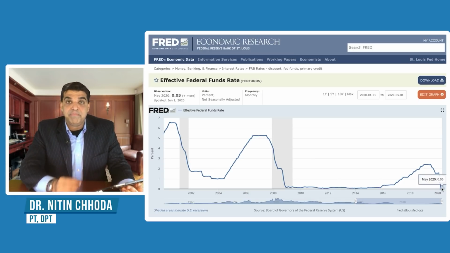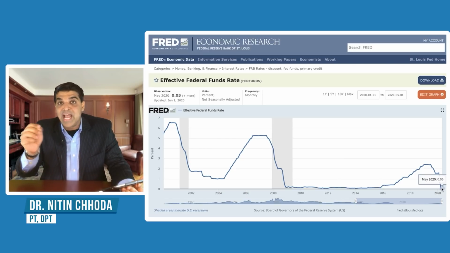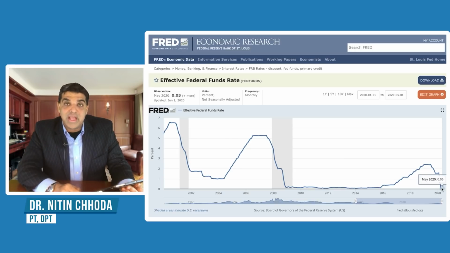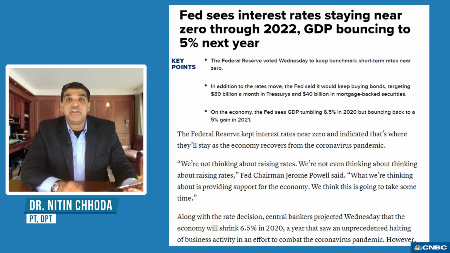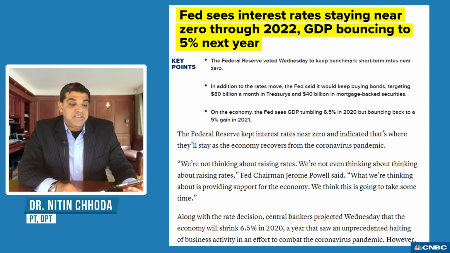Now, I predict that over the next couple of years, the federal funds rate will be close to zero because the Federal Reserve said so. But beyond that, I predict that the federal funds rate will gradually start to rise. In fact, if you take a look at this article on CNBC, the article says Fed sees interest rates staying near zero through 2022.